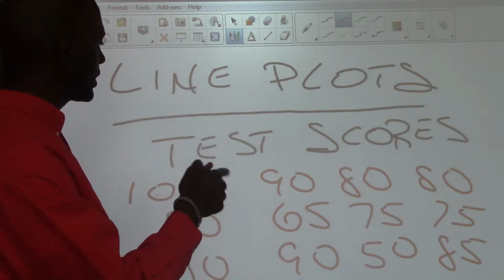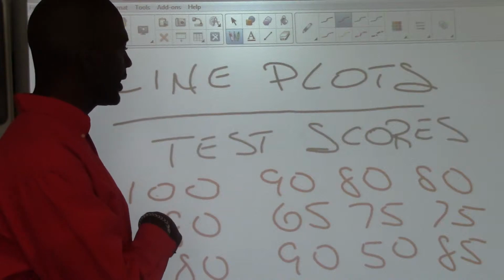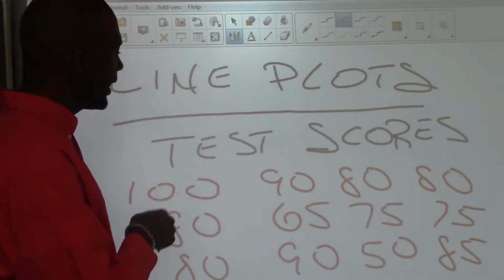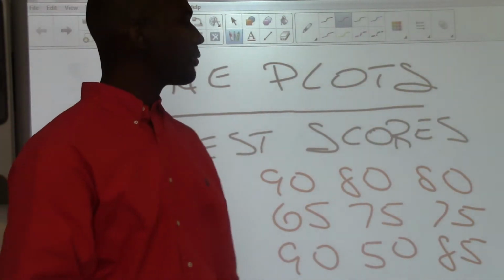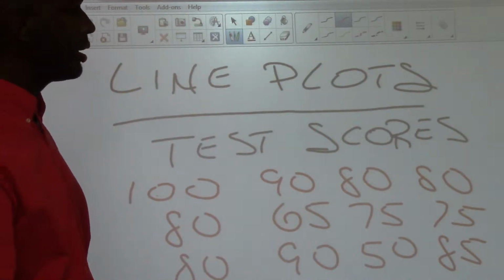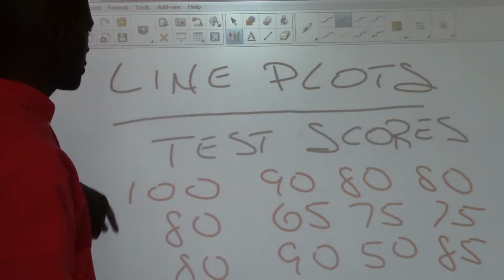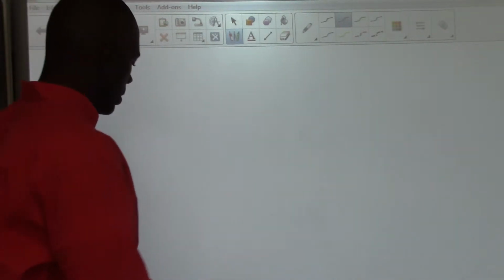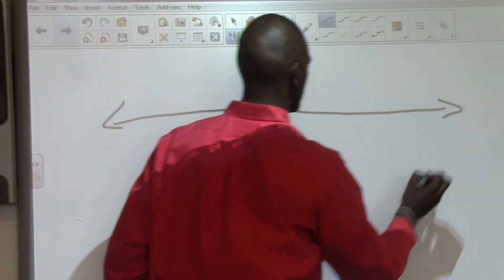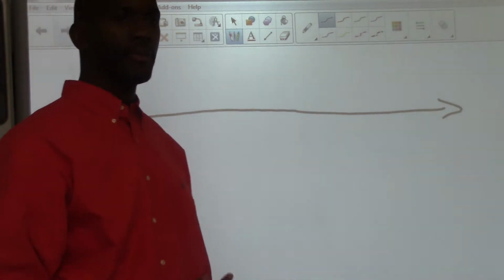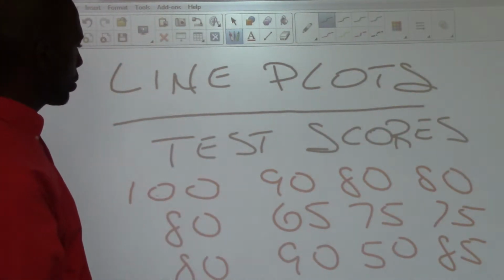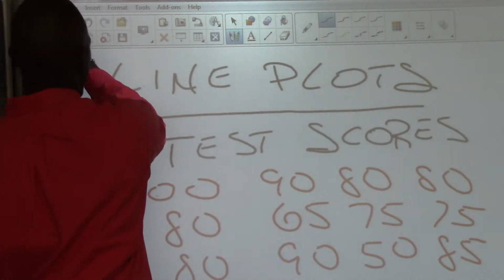We have 12 scores: 100, 90, 80, 80, 80, 65, 75, 75, 80, 90, 50, and 85. We're going to use these test scores to create a line plot to analyze the data of the scores that were made on a particular test. So in order to create the line plot, we have to draw a line. And the line has to have representation of each one of the test scores. The lowest test score was a 50 and the highest test score was a 100.